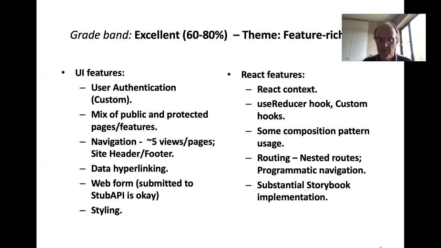A little bit more from the storybook side. And from a web API point of view, I'm saying maybe 2 to 4 endpoints would be exercised by your React app. So that's kind of the scale of what I would like to get in order to move you into the 60 to 80 bracket.